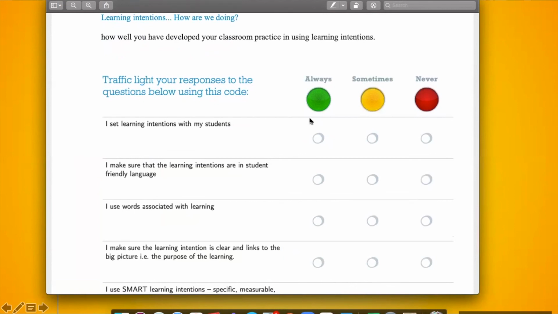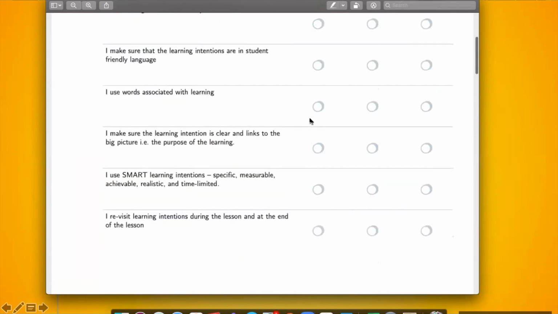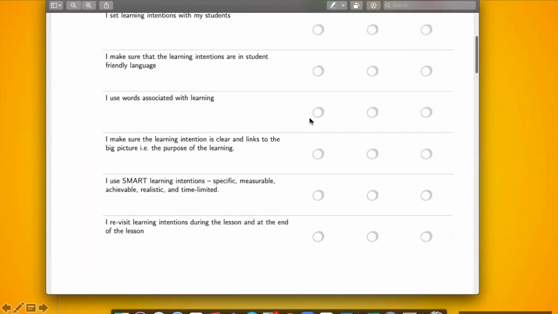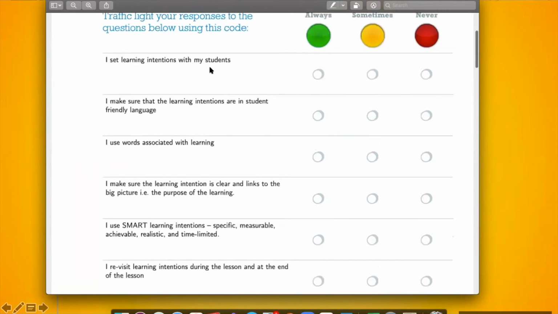While you are answering these statements, while you are saying, for example, I set learning intentions with my students. Did you do that in the first class? Did you discuss with your students, oh, this is what we're going to learn? So be ready. Did you do that in the beginning? Then again, I make sure that the learning intentions are in student-friendly language.